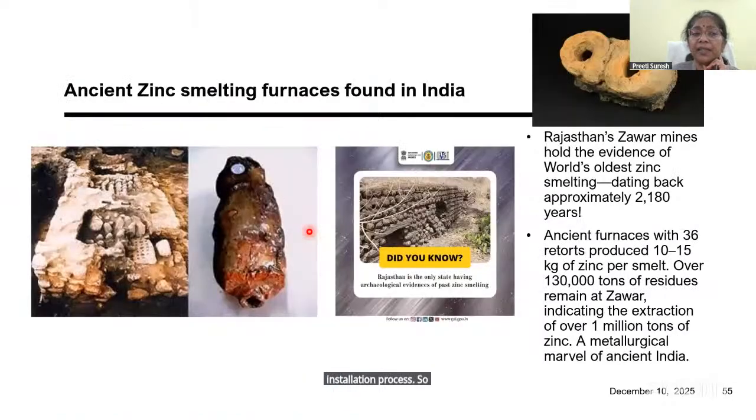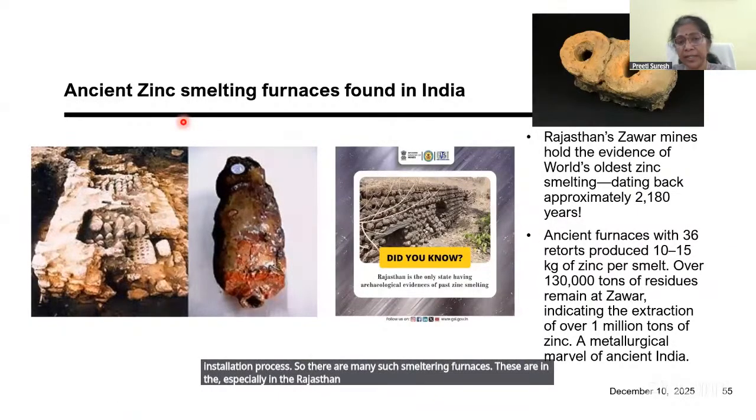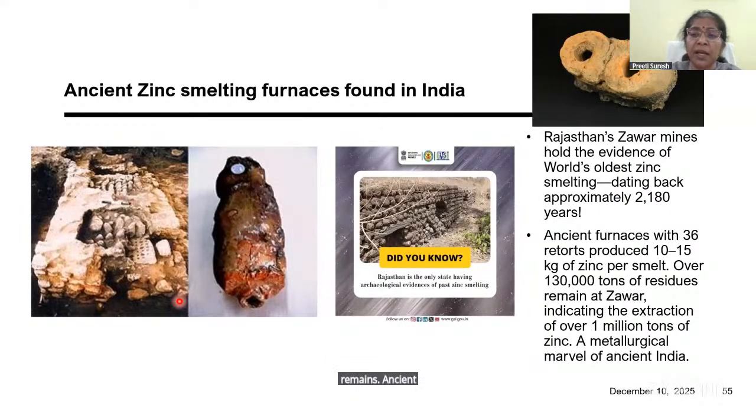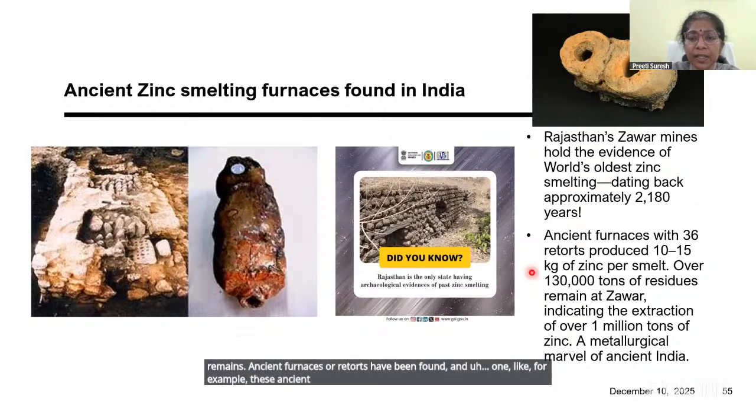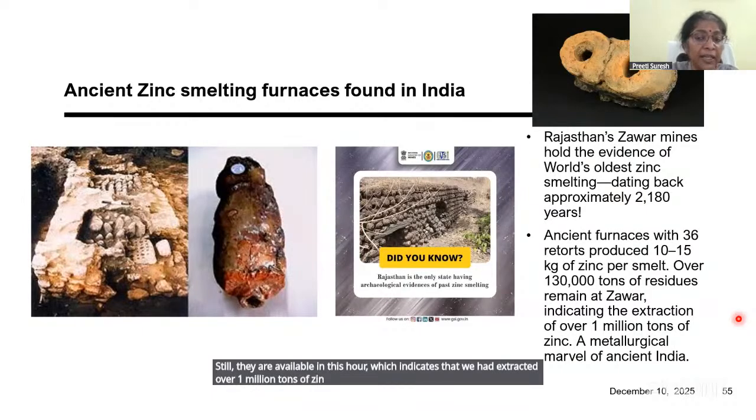So there are many such smelting furnaces, especially in Rajasthan, in the Zawar area, where many remains of ancient furnaces or retorts have been found. For example, these ancient furnaces with 36 retorts produced around 30 to 15 kg of zinc per smelt. And with over 1,30,000 tons of residues still available in Zawar, it indicates that we had extracted over 1 million tons of zinc. This is also one of the metallurgical marvels of ancient India.